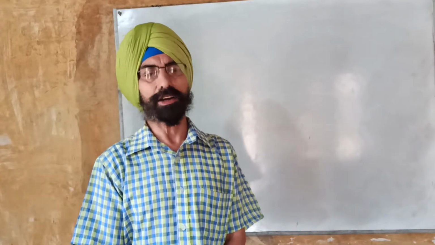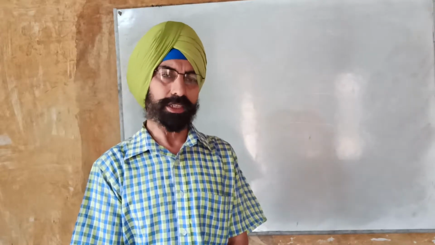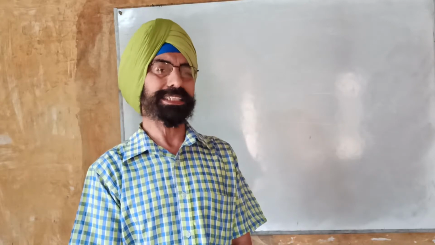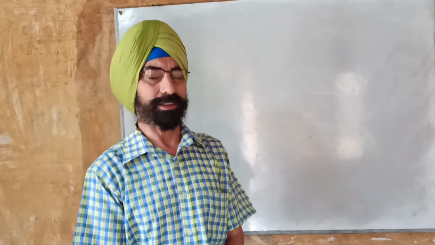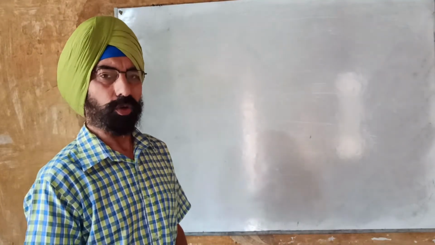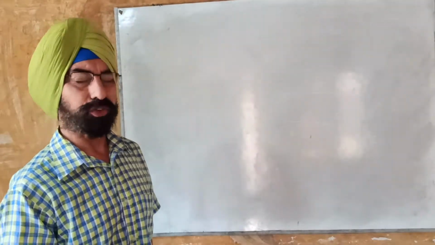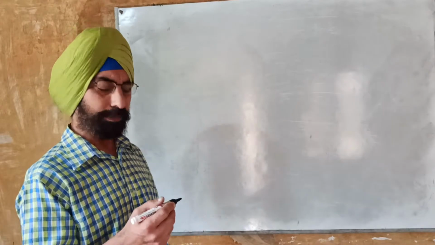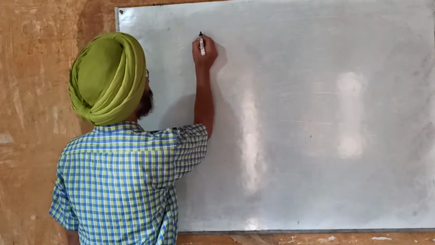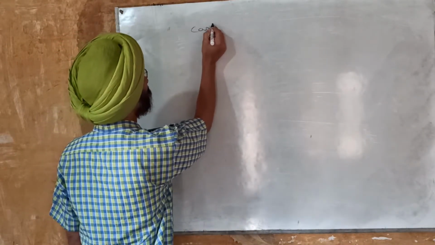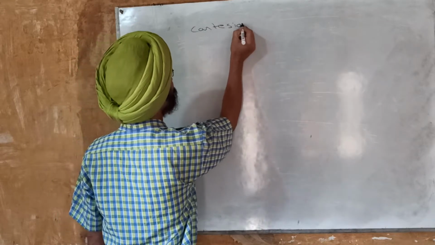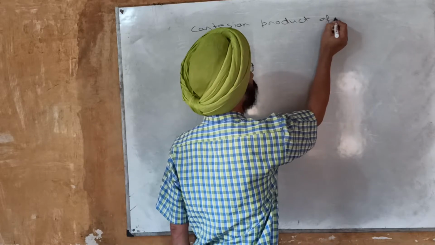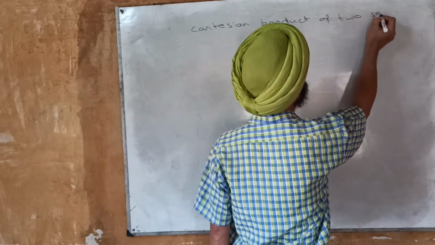And as I have promised, after set theory, now we are moving towards the next chapter, that is relations and functions. So one thing is to be noted, that before moving on to relations and functions, there is one more concept in set theory, and that is the Cartesian product of two sets.